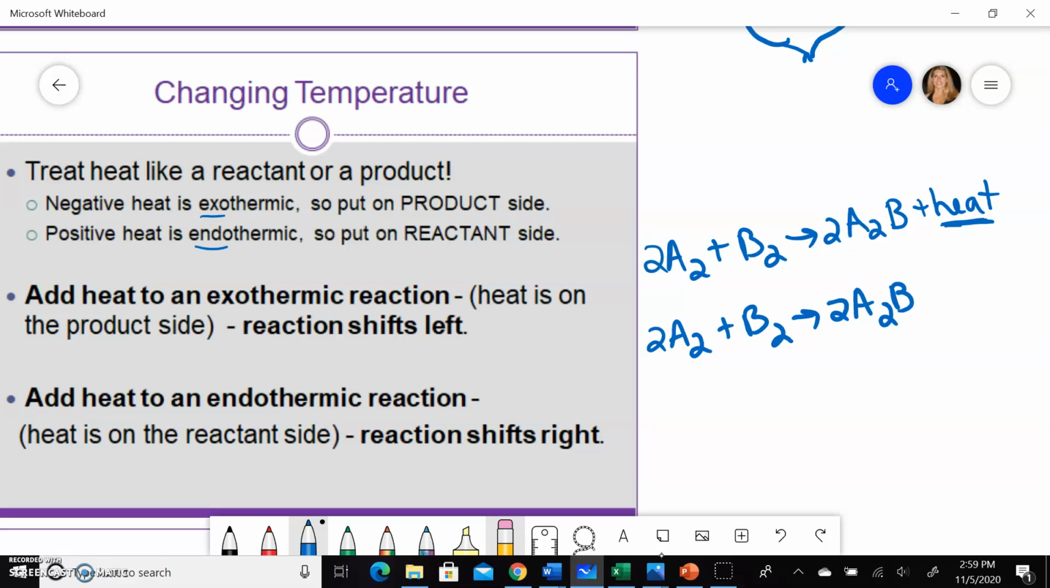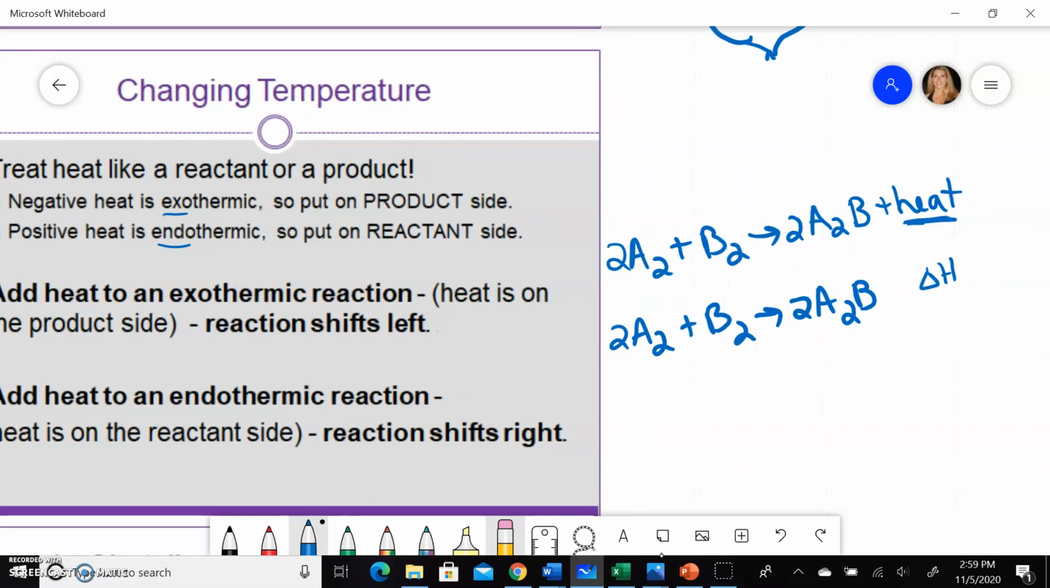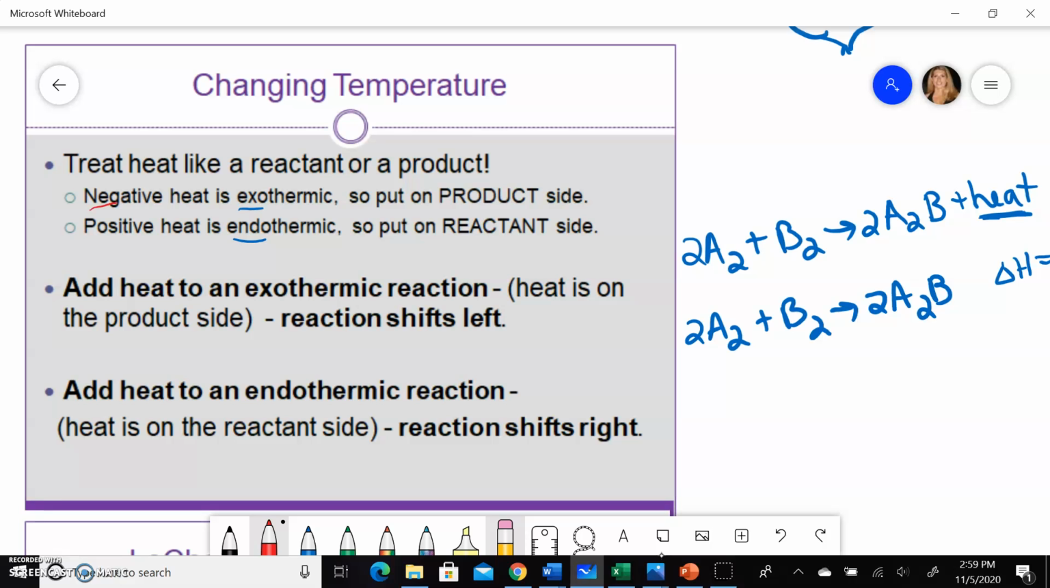A different way to say it is to put a delta H off to the side, and then they can change the sign on delta H. So we'll say this is negative 50 kilojoules. The important part here is that negative. Negative means that it's exothermic. Positive means that it's endothermic. And I said that in the notes right over here. Negative heat means it's exo, positive means it's endo.